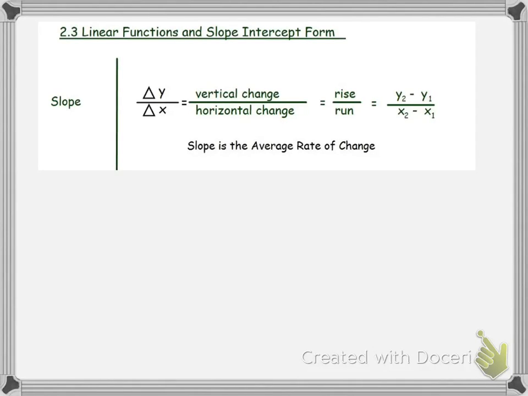Okay, so we're starting slope, and it's the change in y over the change in x, or the vertical change over the horizontal change, or the rise over the run. The formula is y2 minus y1 over x2 minus x1. Now understand that y2 and x2 come from the same point. The x is first, the y is second.